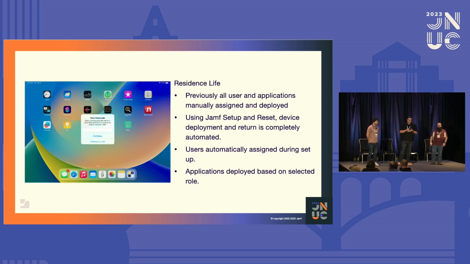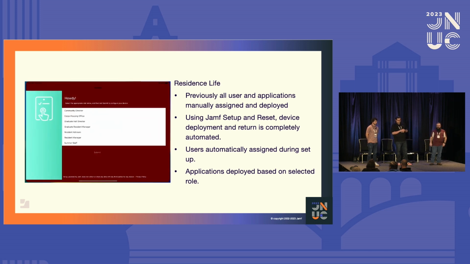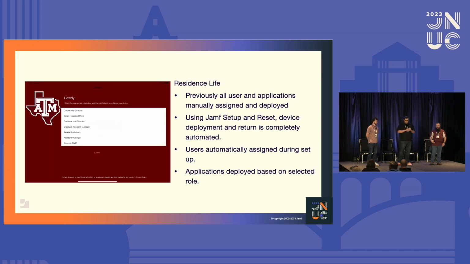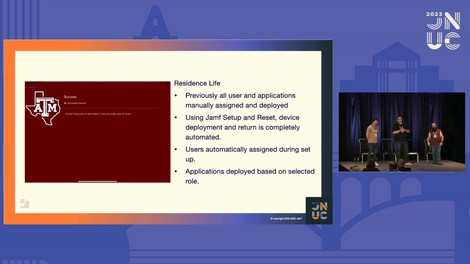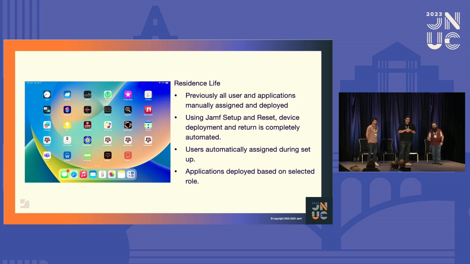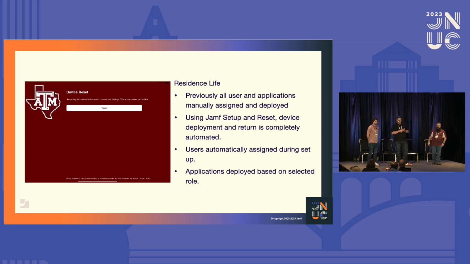As soon as the device completes its enrollment, the user is asked to set a passcode that meets Texas A&M complexity requirements. After that, applications are deployed based on a role selected inside of Jamf Setup for each user. Based on the selection, the necessary applications and tools are automatically deployed to their device, ensuring that they always have the required resources to perform their role effectively.